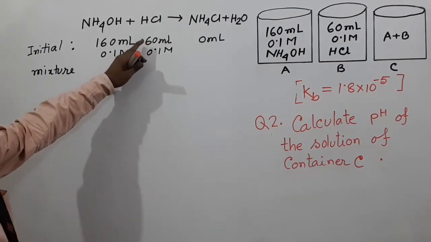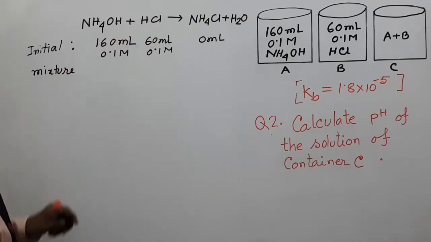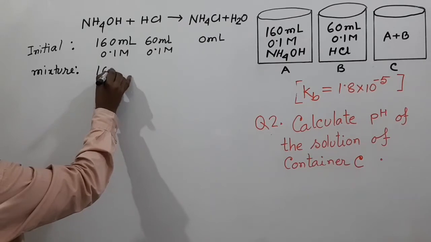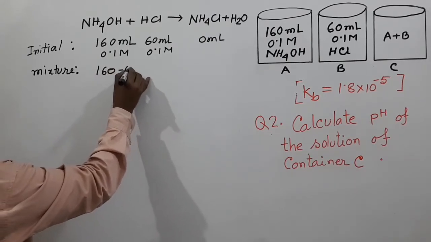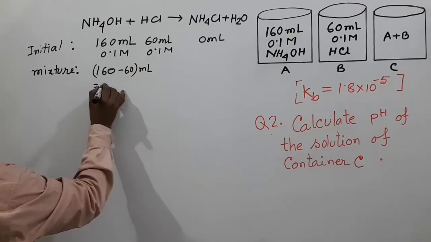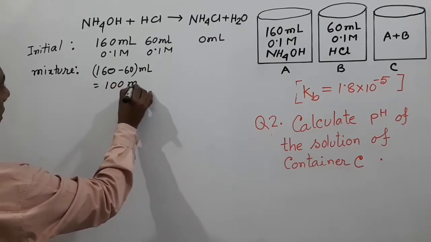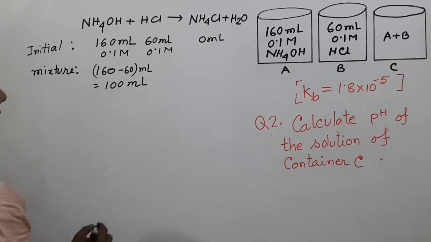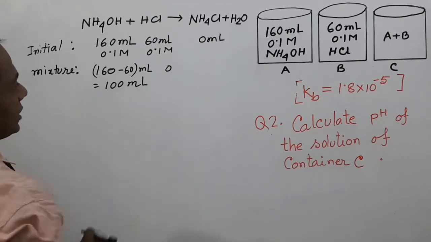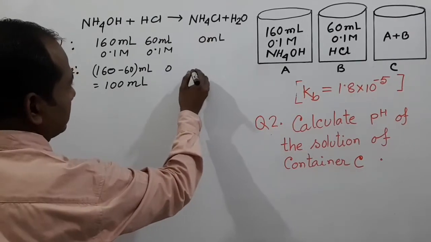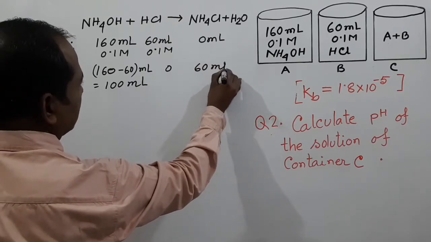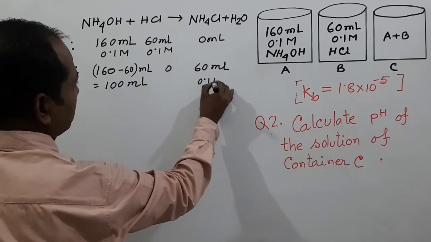60 ml hydrochloric acid reacts with this ammonium hydroxide, and we get 160 minus 60, that means 100 ml ammonium hydroxide, and the amount of HCl is now 0 in the mixture, and ammonium chloride present is 60 ml, and concentration is 0.1 molar.